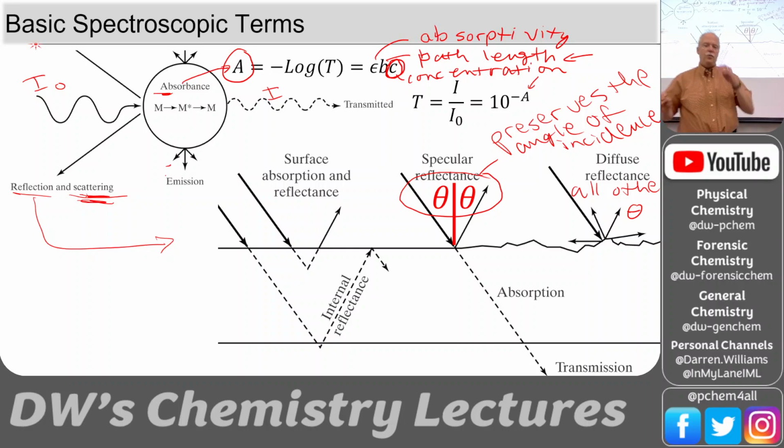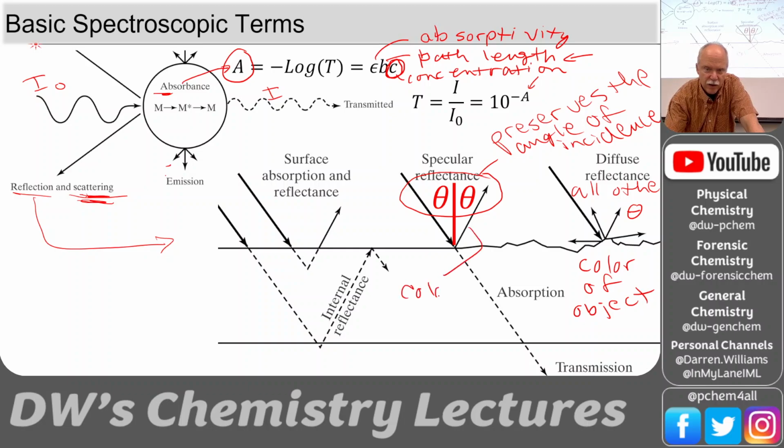One of these gives you information about the color of the substance that's reflecting the light, and it's the diffuse. This is where we experience color, the color of the object. This specular reflectance will give you color too, but it's the color of the source.